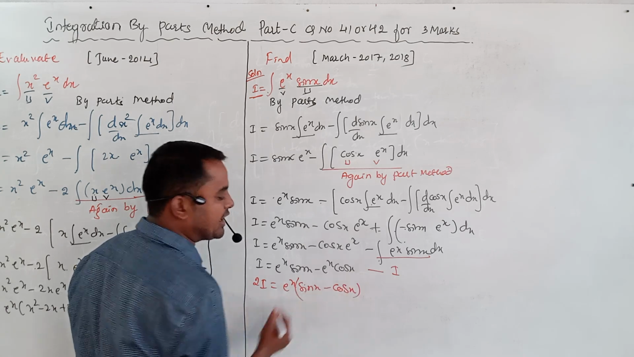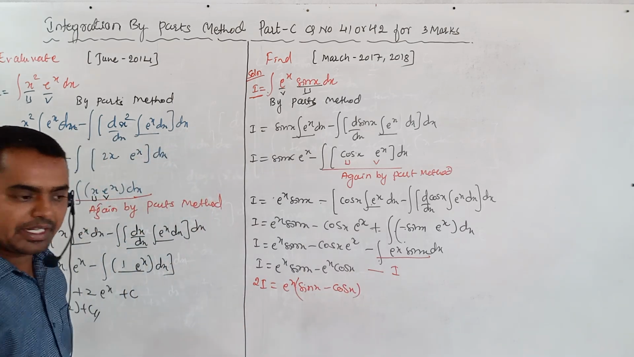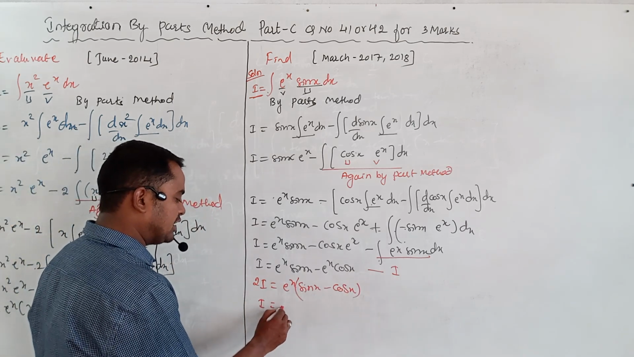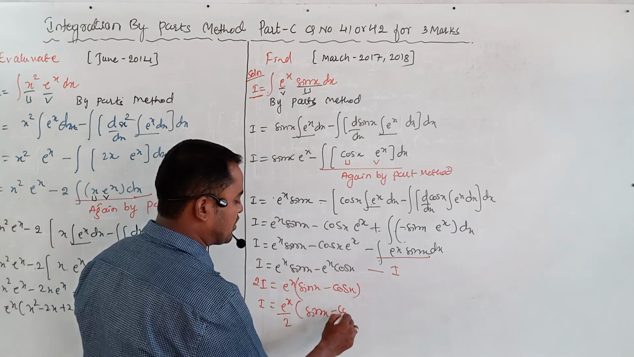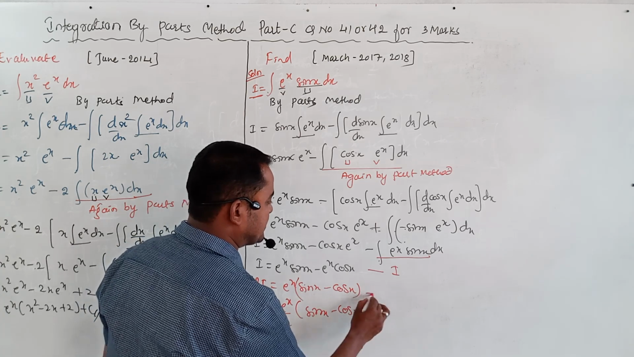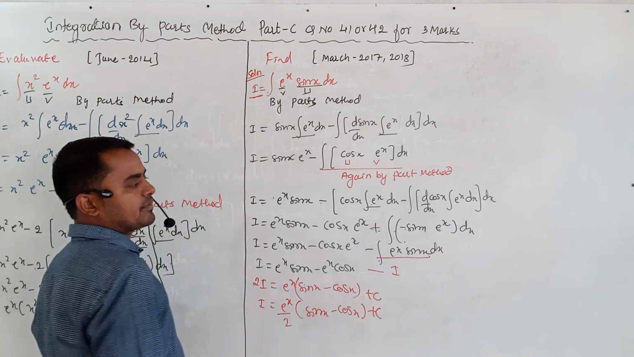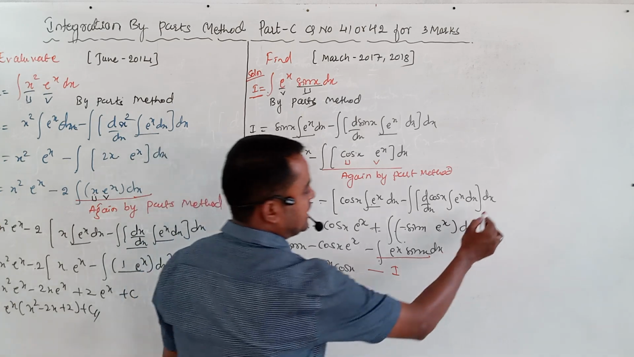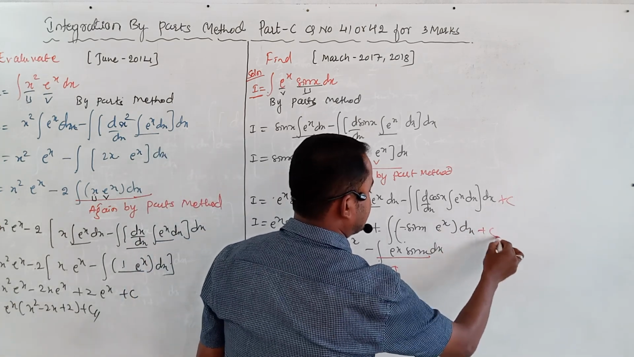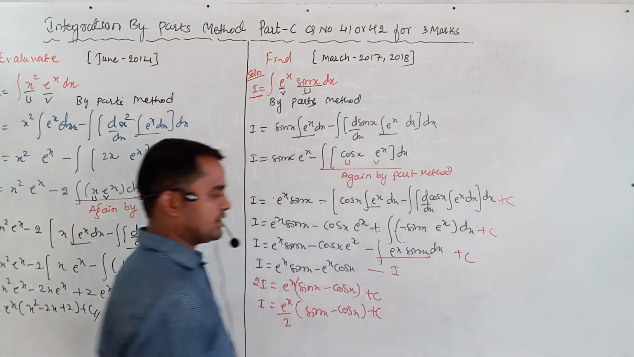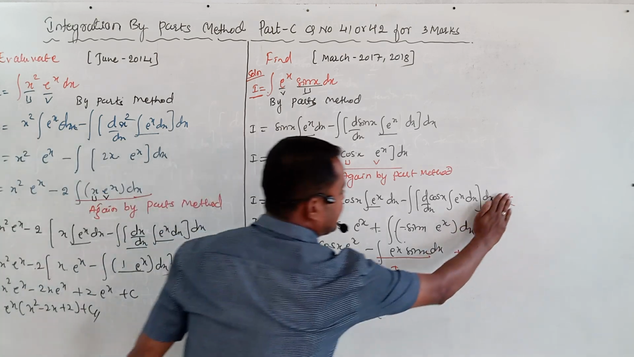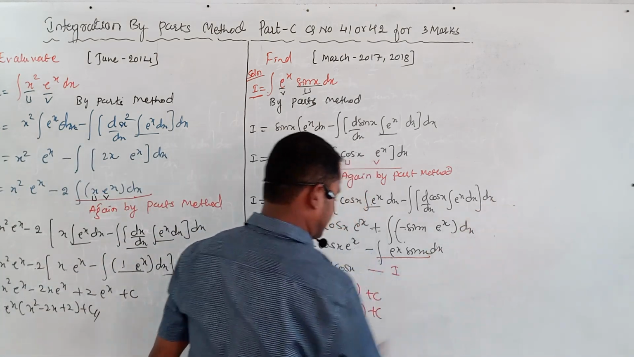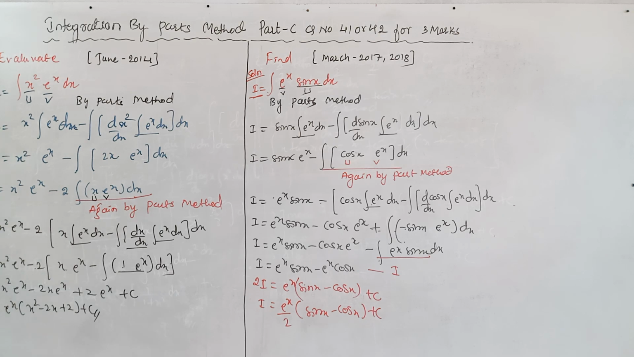Take e raised to x common here. Then I is equal to what? E raised to x divided by 2, sin x minus cos x, plus c. Yes, you can write the plus c. Sorry, no need to write plus c here. Last we have to write the plus c.